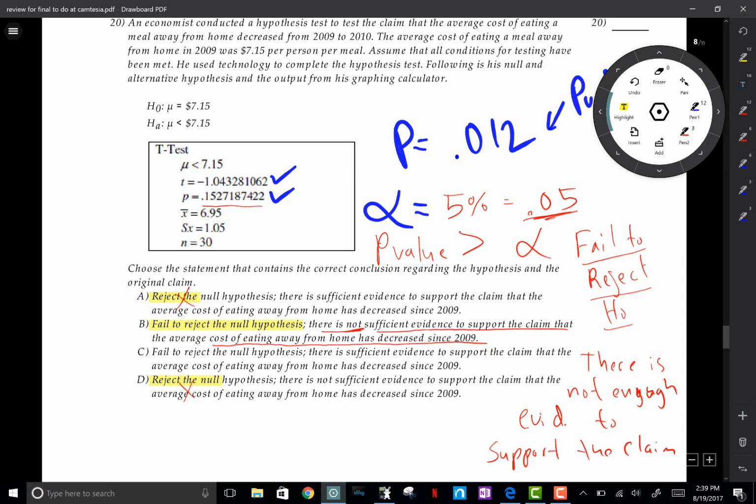But let's check out number C. It says fail to reject the null hypothesis. Where this one goes wrong is that it says there is sufficient evidence. Anytime we fail to reject, we can never say there's sufficient evidence. We always say there's not sufficient evidence. So that's why B is the correct answer for that one.